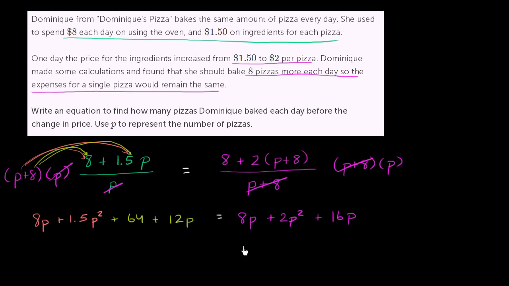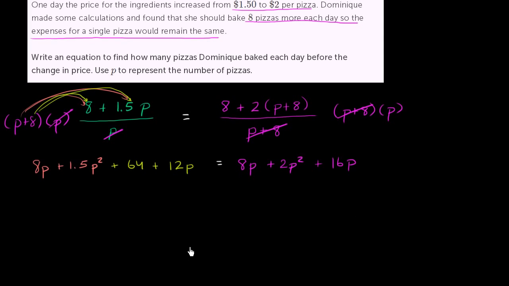So now we essentially end up with a quadratic equation, but let's simplify it a little bit so that we can either factor it or apply the quadratic formula. So let's subtract 1.5p squared from both sides. Actually, let me just put everything on the left-hand side because that might be a little bit more intuitive. So let's subtract 2p squared from both sides.